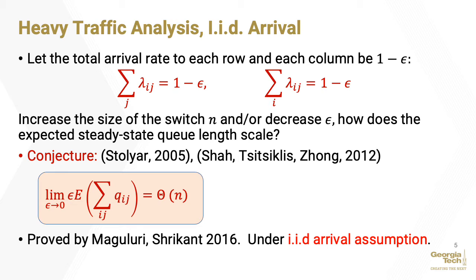Here we are interested in the case that if we increase the size of the switch, that is n, or we decrease epsilon, how does the expected steady-state queue length scale? Here is a very famous conjecture that gives the limiting scale of the expected sum of queue lengths. And recently, it was proved by Maguluri and Shancong in 2016. However, their proof is under the i.i.d. arrival assumption.